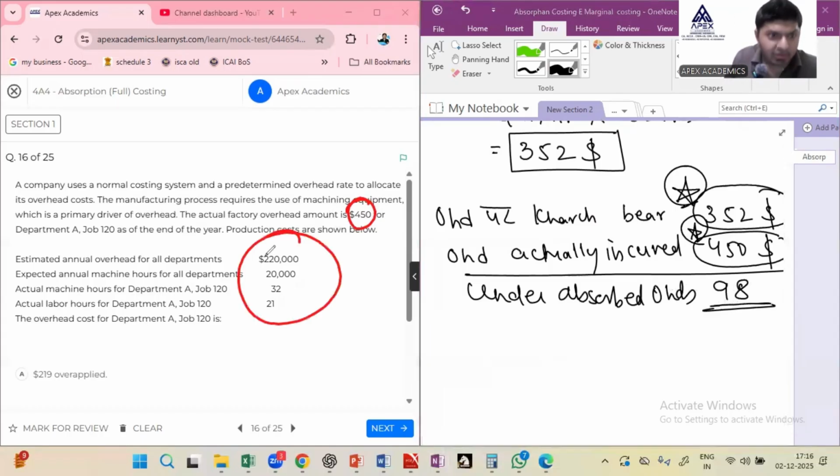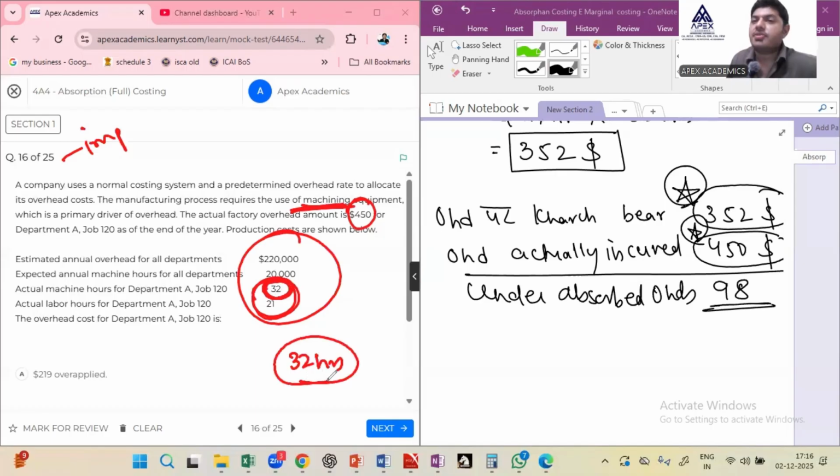What did I do here? This question particularly I will mark as important because सारे बच्चे इसमें कंफ्यूज हो जाएंगे whether to take 32 और 21. Please understand that it is a machining centric job. It is a machining centric job. Since it is a machining centric job, it will go as per the machine hours. Sir, the machine hours are 32 hours.